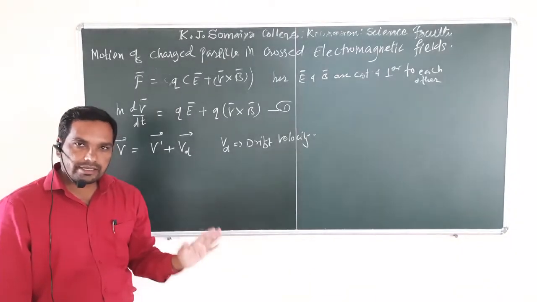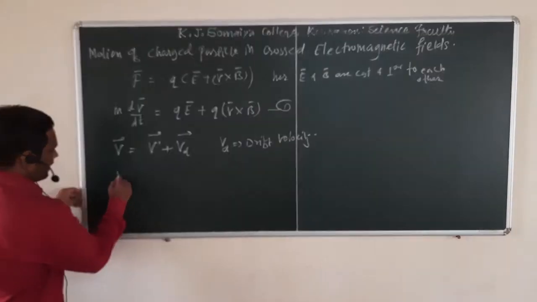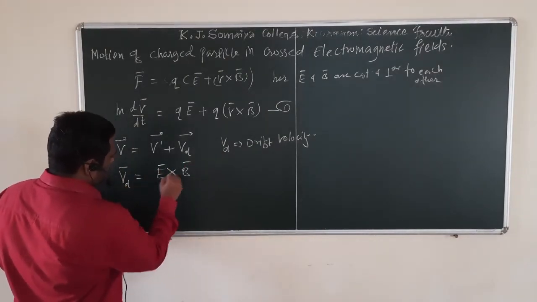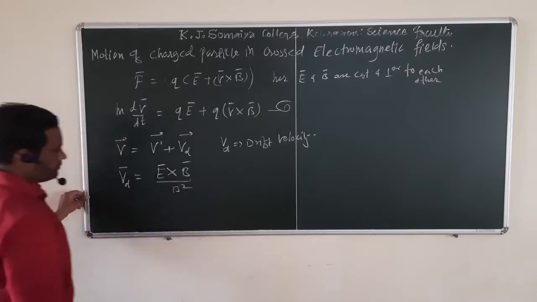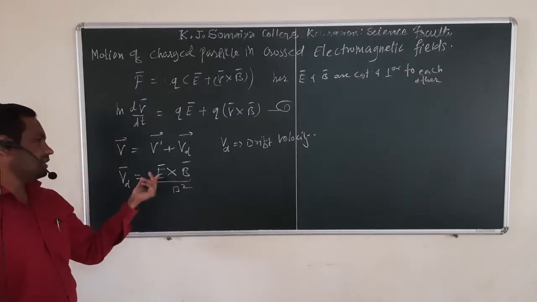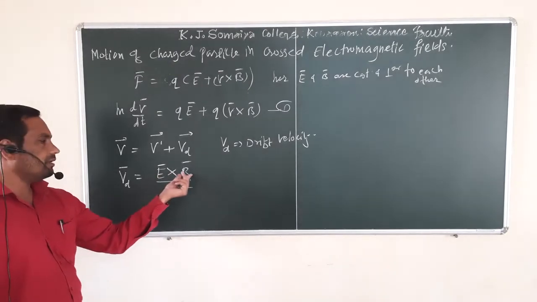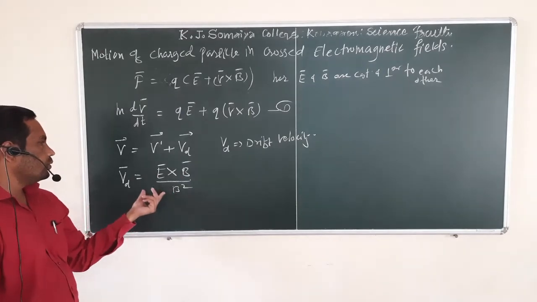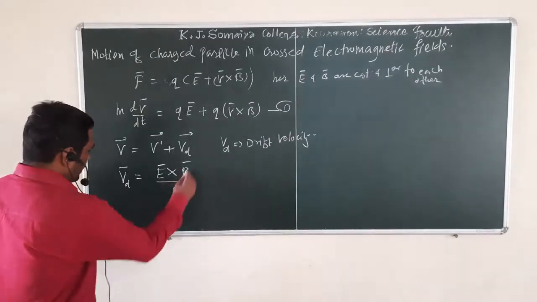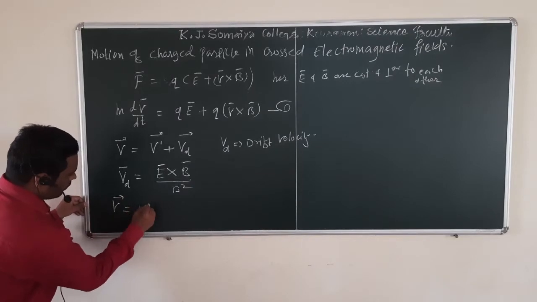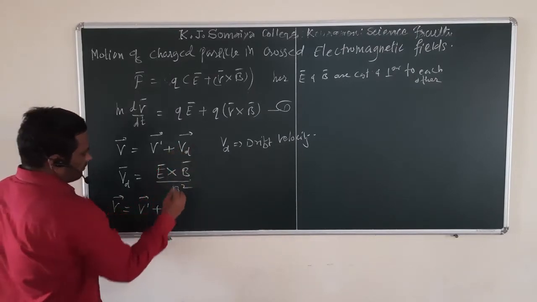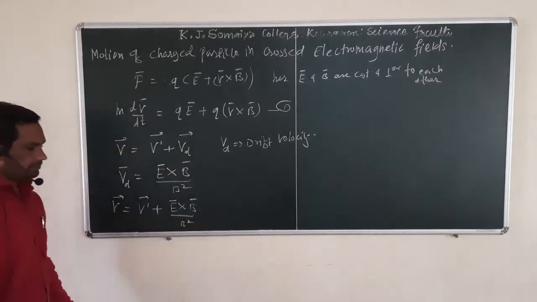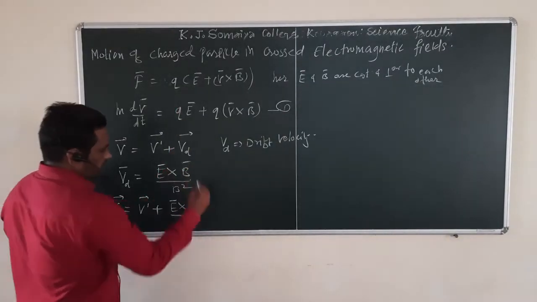Mathematically, how do we define drift velocity? Drift velocity is defined as E × B upon B squared, where E is the electric field and B is the magnetic field. Using this, we get the vector v equal to the vector v' plus E × B upon B squared, instead of drift velocity. Now put this in equation 1.